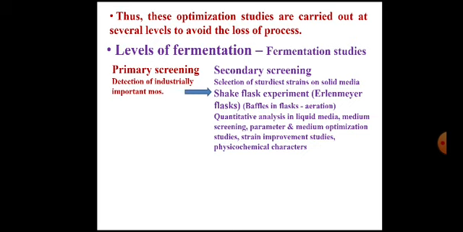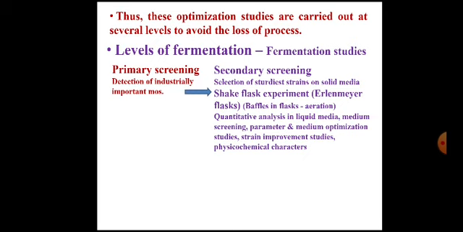Then the next step in secondary screening is the shake flask experiment. After studying the performance of those strains in relation to productivity and yield on solid medium, these strains are then tested in liquid medium. Therefore, these experiments are called shake flask experiments. Shake flask experiments are performed in Erlenmeyer conical flasks. These flasks may have baffles at the bottom, which is an effort to improve the rate of aeration. Baffles are placed in flasks just to replicate the conditions of a fermenter at flask level.